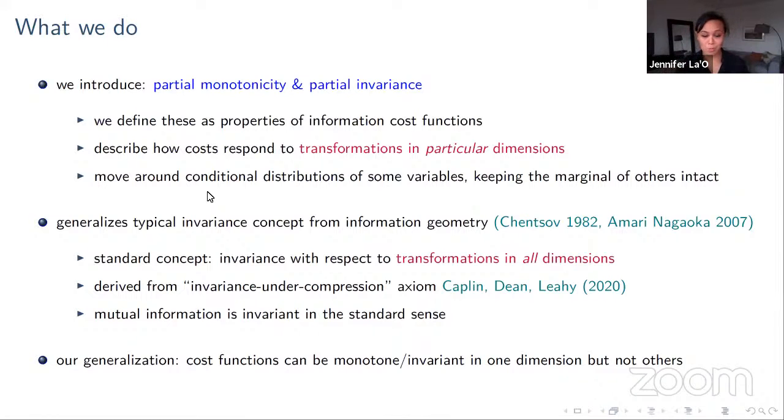Ben has also worked on this standard concept of invariance, but basically the standard concept is invariance with respect to transformation in all dimensions, whereas our generalization can be a cost function. You can have a cost function that might be invariant in one dimension, but not others, okay? And mutual information, the typical rational inattention cost function, is invariant in this standard sense.